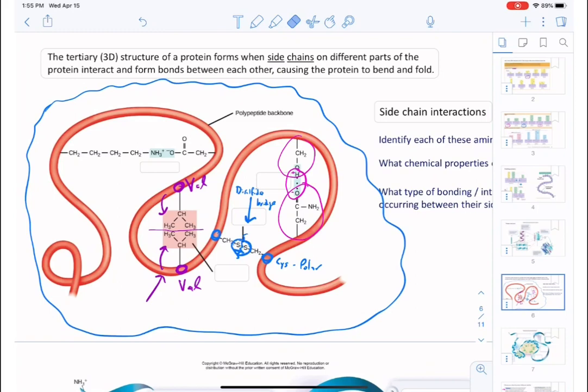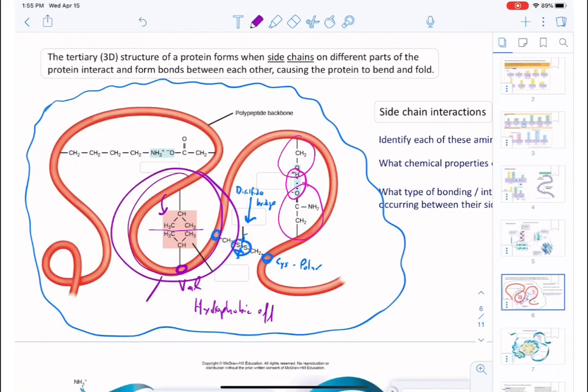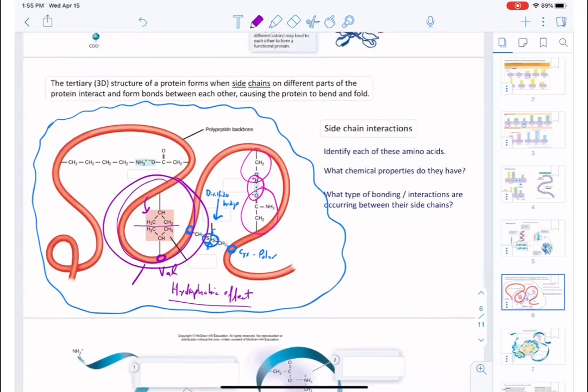Both of these amino acids are pointed towards the center of the protein here. And they're actually interacting with each other. And those interactions are hydrophobic interactions. So we have a hydrophobic effect.